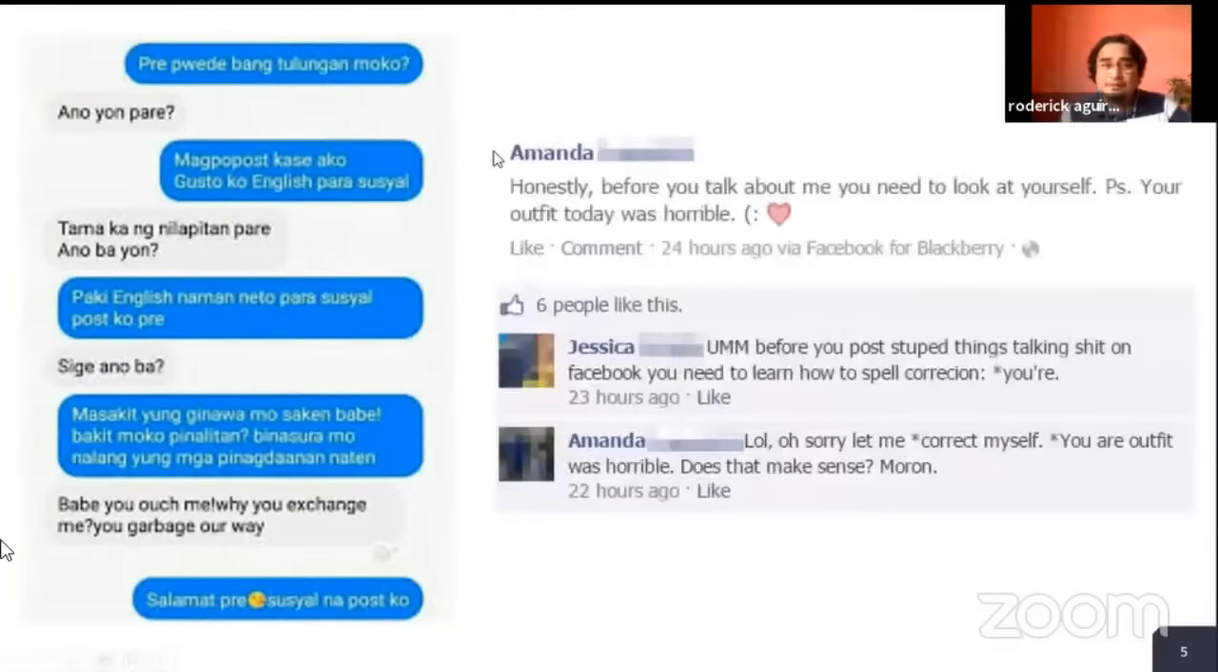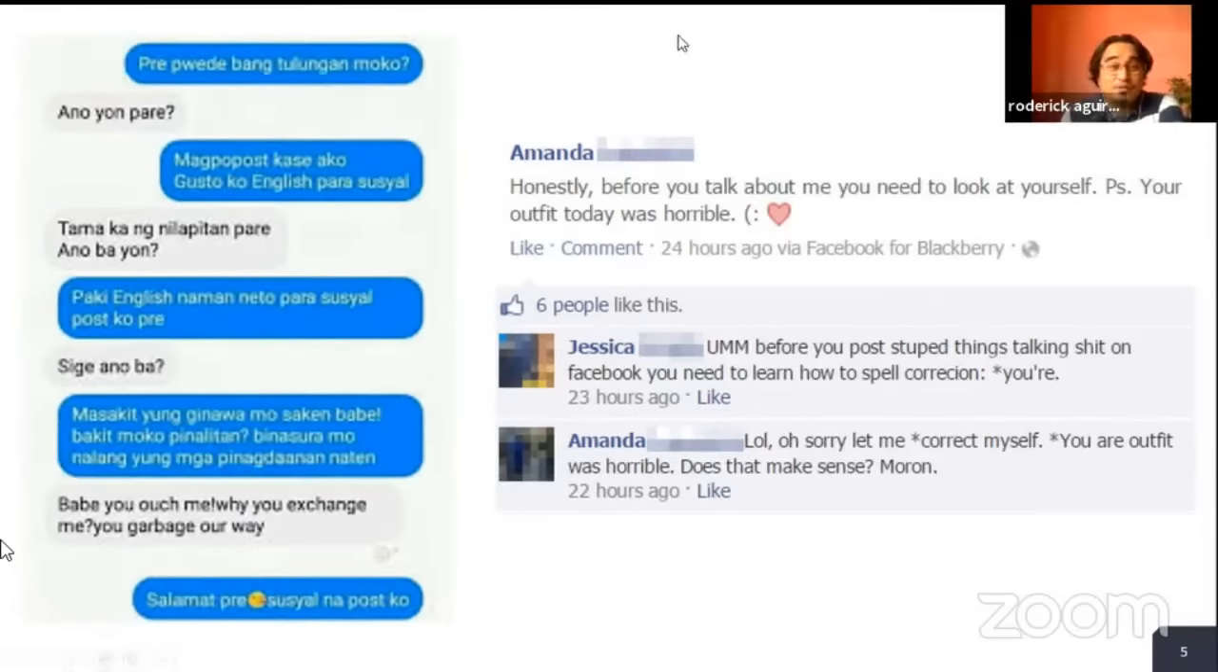Okay, let's have another one. Tinanggalan ko po ng family name. Honestly, before you talk about me, you need to look at yourself. P.S. Your outfit today was horrible. All right, and then emoticons, a heart, and then just look at them.